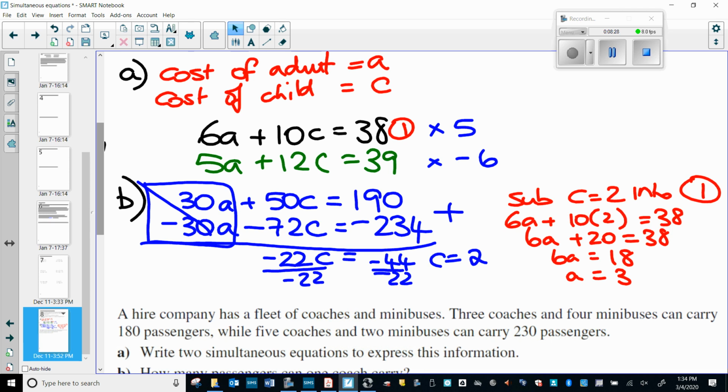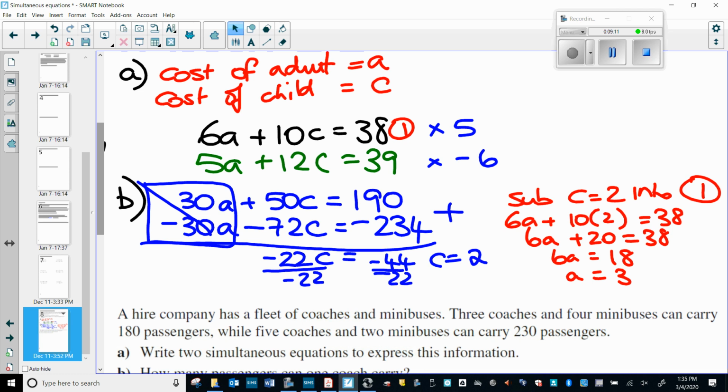Wait, what? Oh wait, we found C, right? We found C initially, yes. Did you put it in place of A? Yeah. No. So wait, I get what we did there, but why did we do that? So there's a reason: you can find the cost of an adult ticket and the cost of the child ticket.